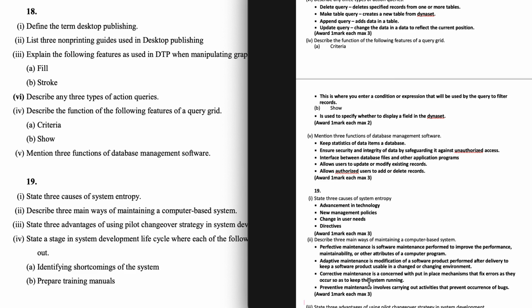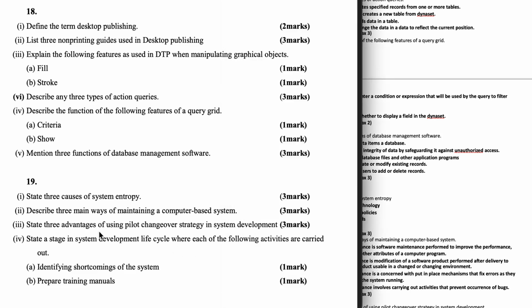Corrective maintenance is concerned with putting in place mechanisms that fix errors as they occur so as to keep the system running. Preventive maintenance involves carrying out activities that prevent occurrences of bugs.